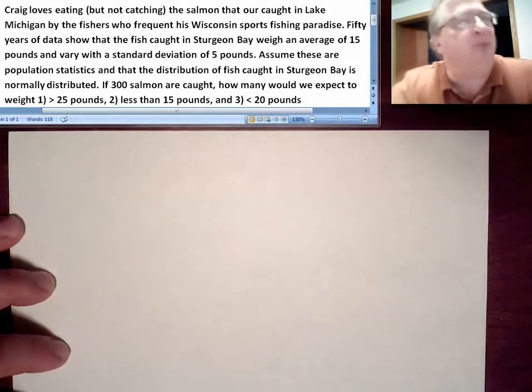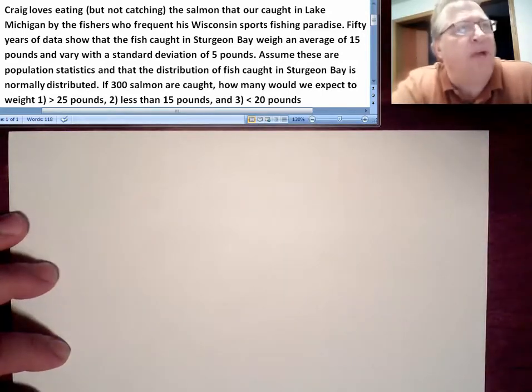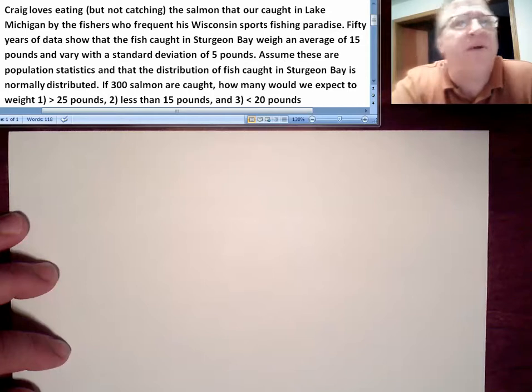Okay, we have a problem. Craig loves eating, but not catching. He's not a fisher person. The salmon that are caught in Lake Michigan by the fisher people who frequent his Wisconsin sports fishing paradise. Gotta love Door County. 50 years of data show that the fish caught in Sturgeon Bay, that's the city, weigh an average of 15 pounds and vary with a standard deviation of 5 pounds.